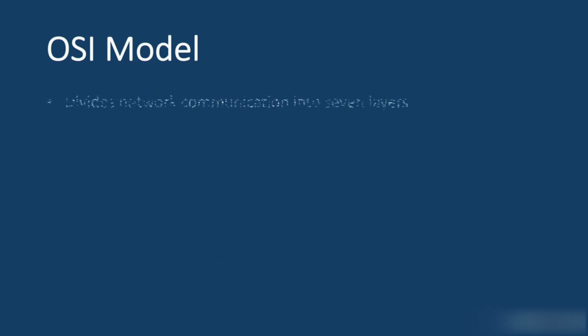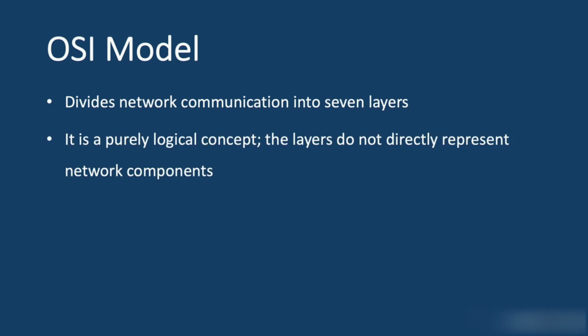The OSI model divides network communication into 7 layers. The entire process of communicating over the network is broken down into 7 layers, and each layer is assigned a certain set of functions. It is important to keep in mind that the OSI model is a purely logical concept. The layers of the OSI model do not represent any networking components.